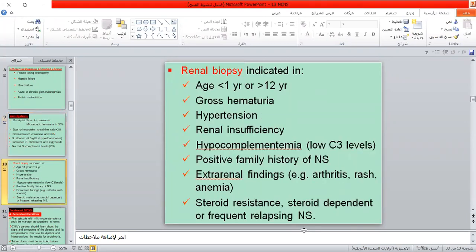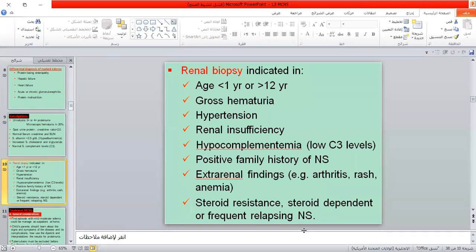A renal biopsy is usually not needed in any patient with nephrotic syndrome more than 1 year and less than 8 years of age. But it is indicated in patients less than 1 year of age or more than 12 years, if the patient has gross hematuria, if the patient has hypertension, even if this happens during the course of the disease, not necessarily at the first presentation.